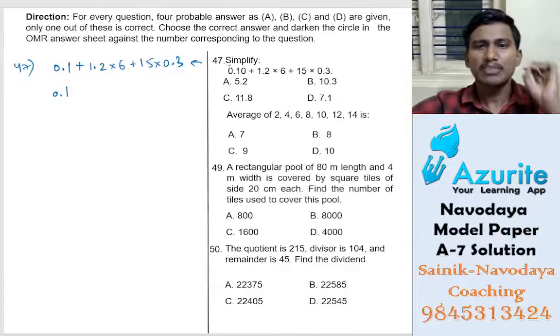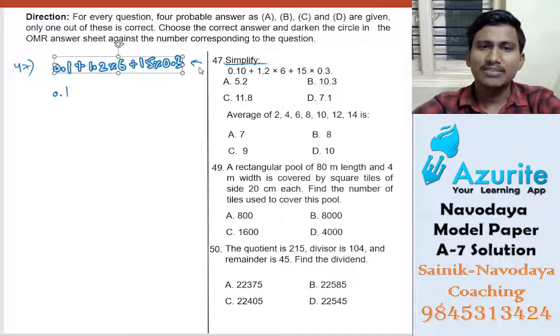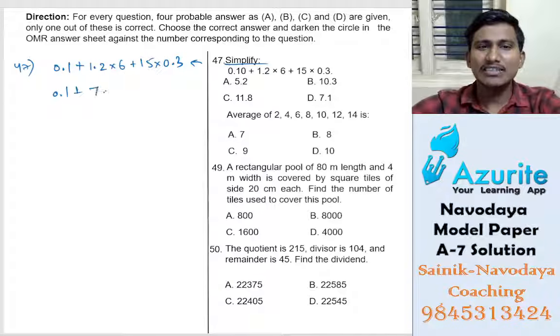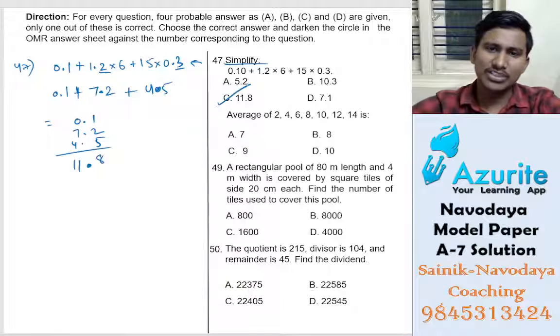So next, question 47. We just have to simplify this: 0.1 plus 1.2 into 6 plus 15 into 0.3. So what will be the answer? 0.1 plus, 12 6s are 72, so 7.2, plus 15 3s are 45, one point is there, so 4.5. Now we just have to add them. So what will be the answer? 0.1, 7.2, 4.5. The answer will be 11.8. Option C.